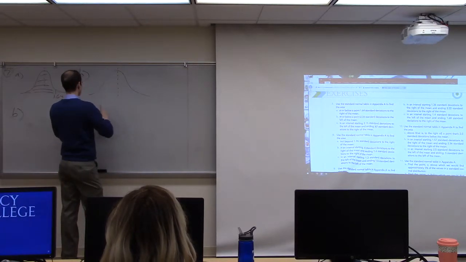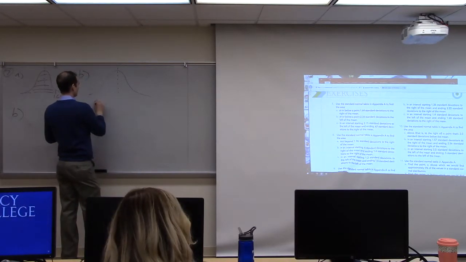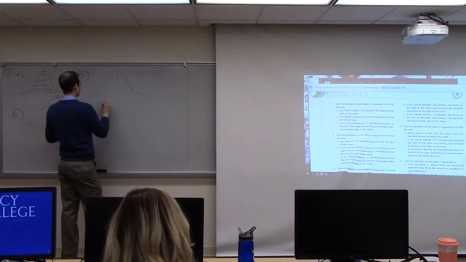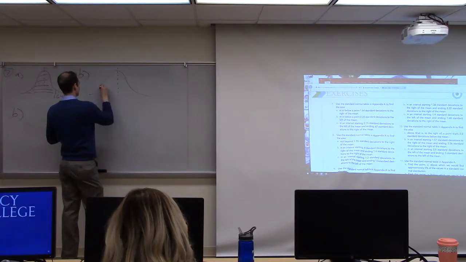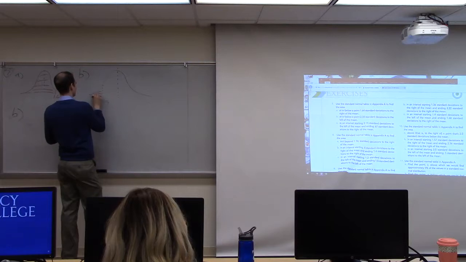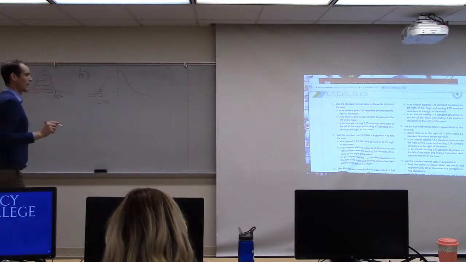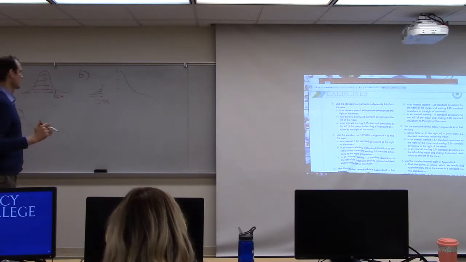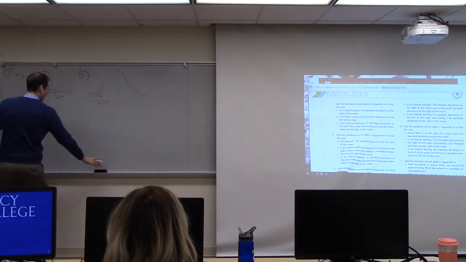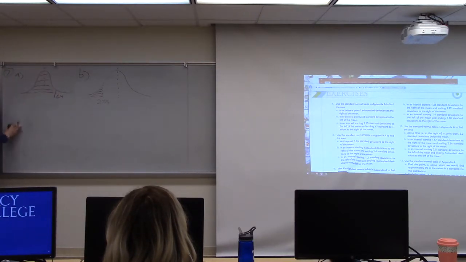So you look at 1.64, and all the numbers below that would be 1.64 standard deviations to the right of the mean. That would be that Z-score. Use the normal table and find the area.